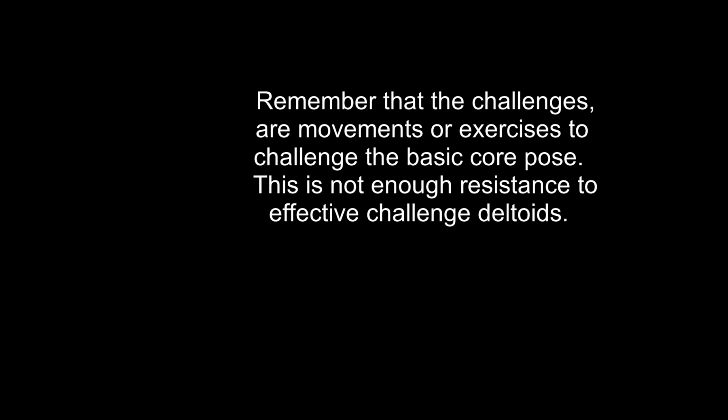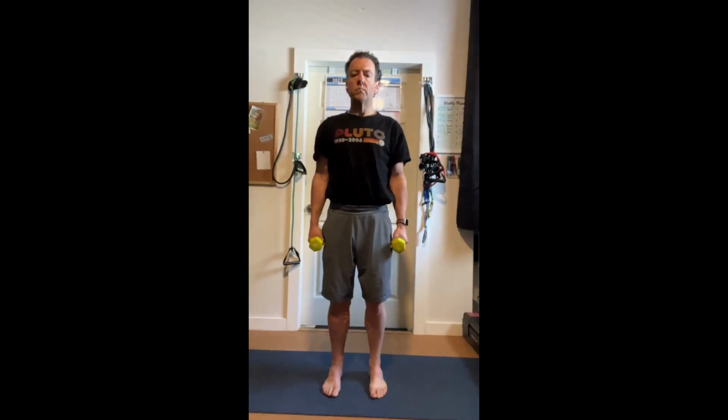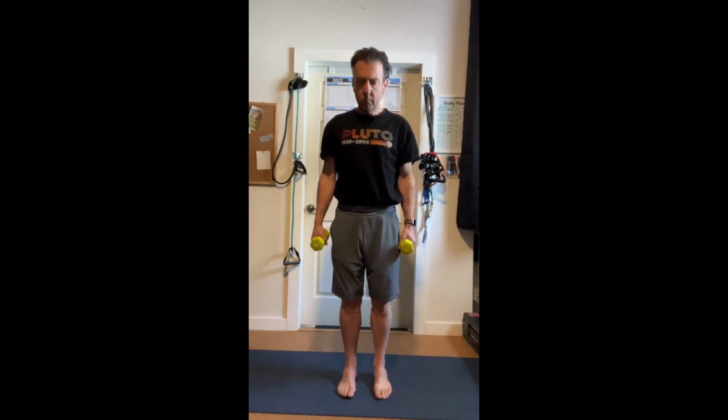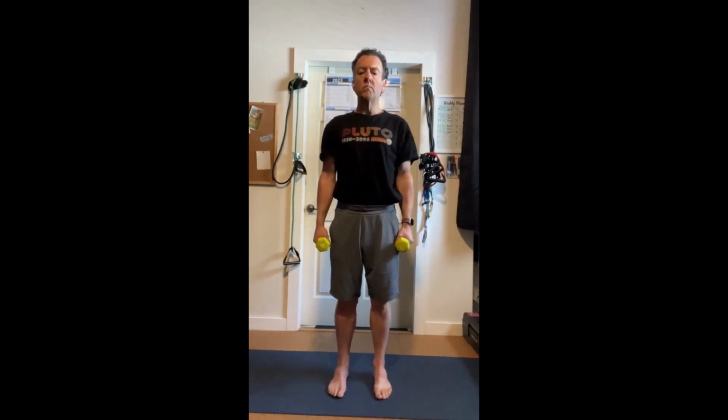For challenge number 3, we're going to be standing on one leg and doing deltoid lateral raises using dumbbells. You, of course, again, could use a resistance band standing on the standing leg, on one end of the resistance band.